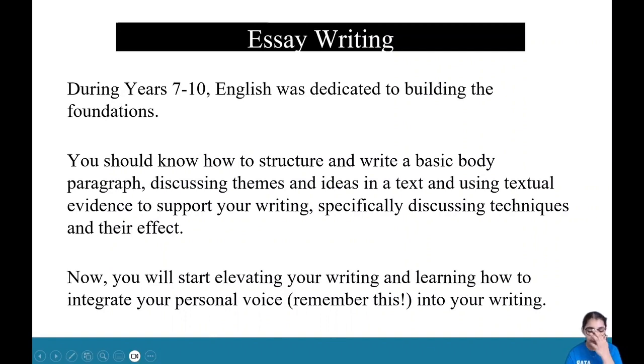So here we are with year 7 to 10. English was dedicated to the building of foundations. That's what you essentially did. You should know how to structure and write a basic body paragraph discussing themes and ideas, and be able to then use textual evidence to support your writing. So using that, you will then be able to elevate your own writing and learn how to integrate your personal voice into your writing. That's what we want to do.